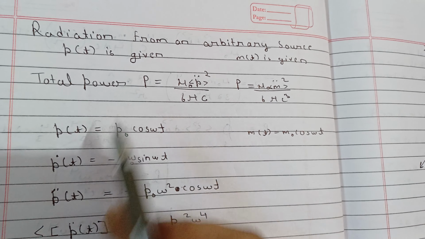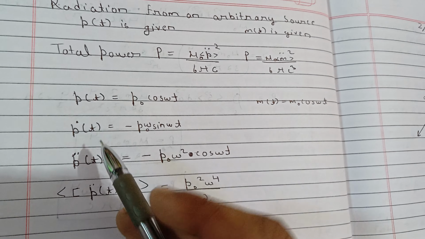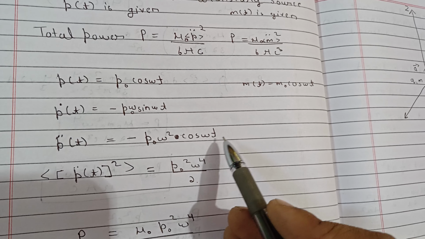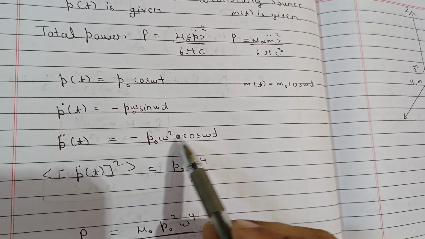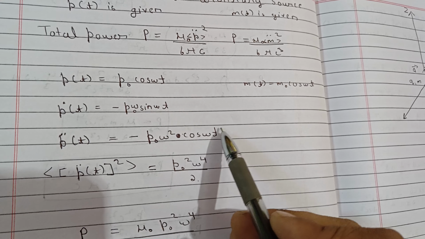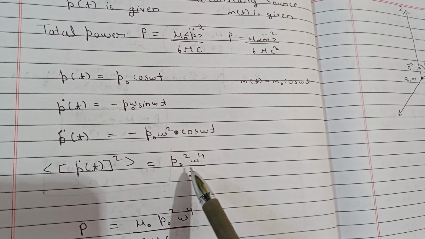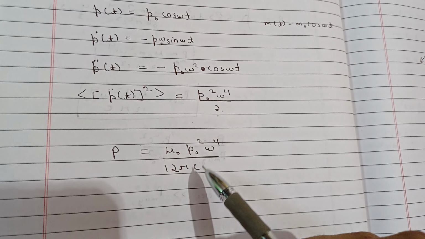So let's consider P in this case. We considered P(t) was P naught cos omega t in the previous case. So P dot will be minus P naught omega sin omega t. P double dot will be minus P naught omega cos omega t. So for the average of this value and its square, first take the square, that will give you cos square omega t, so that will give you 1 upon 2 on average. So the average of this will be P naught square omega 4 by 2. Now substitute this value here and you will get the power as this. So this is the same expression as we got here.